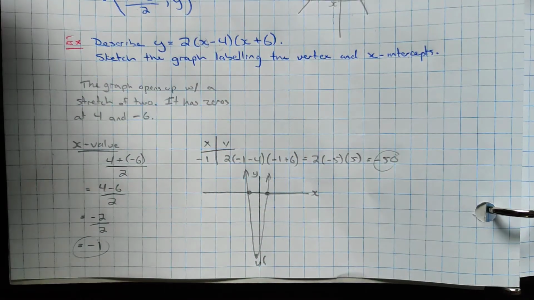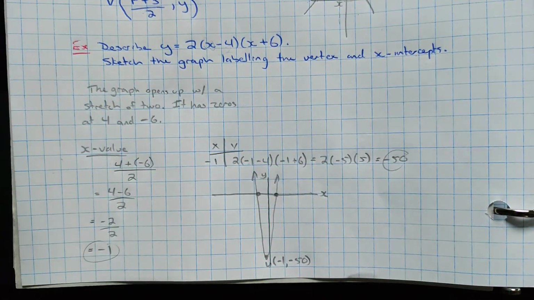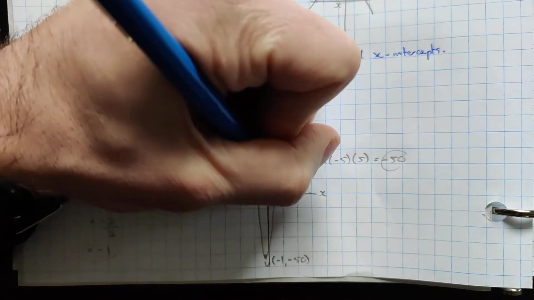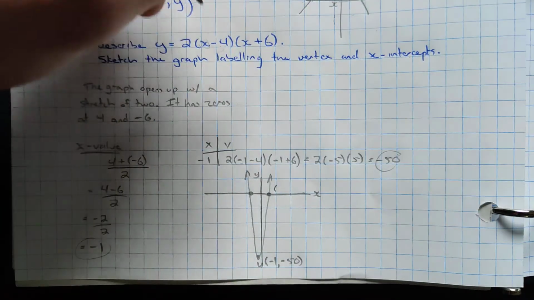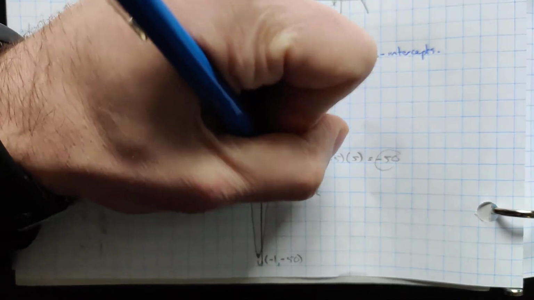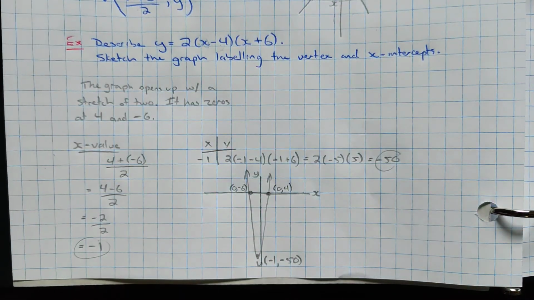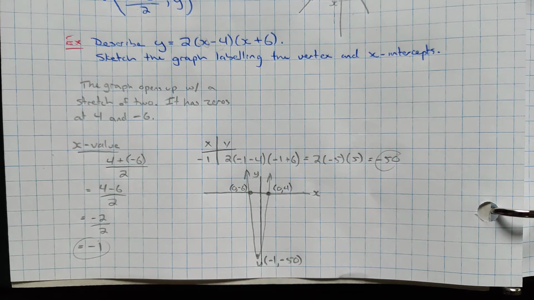There's my vertex at -1 and -50. And then my x-intercepts are (4, 0) and (-6, 0). So there's a labeled little sketch of the graph.